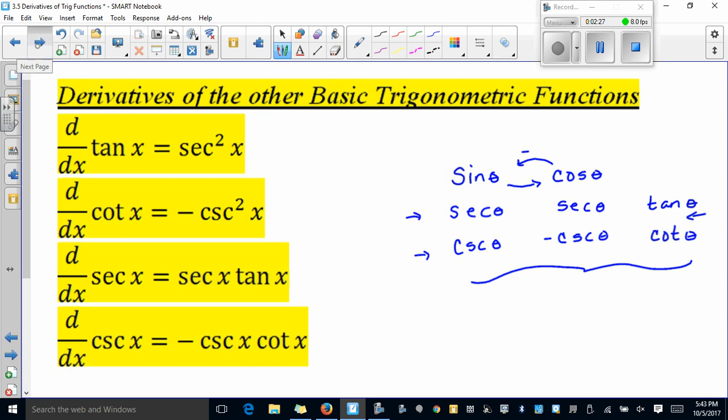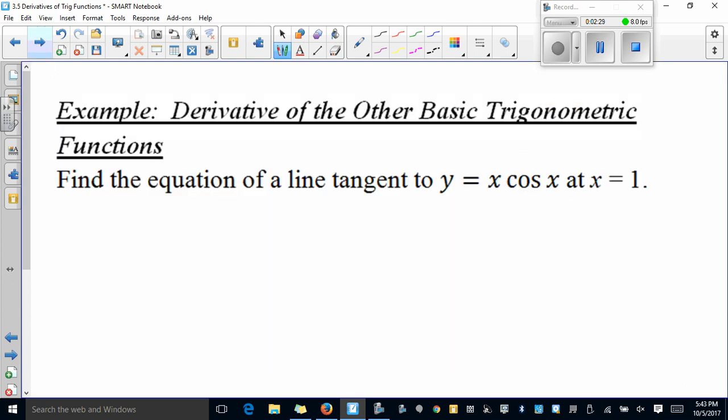So let's get into some examples and find out what happens. Find the equation of a line tangent to y equals x cosine of x at x equals 1. Now, we're not going to get a value at x equals 1, but if I evaluate y at 1, I'm going to get 1 cosine of 1. We're going to leave that alone until we get to the very end of the problem, and then we'll toss that value into the calculator.